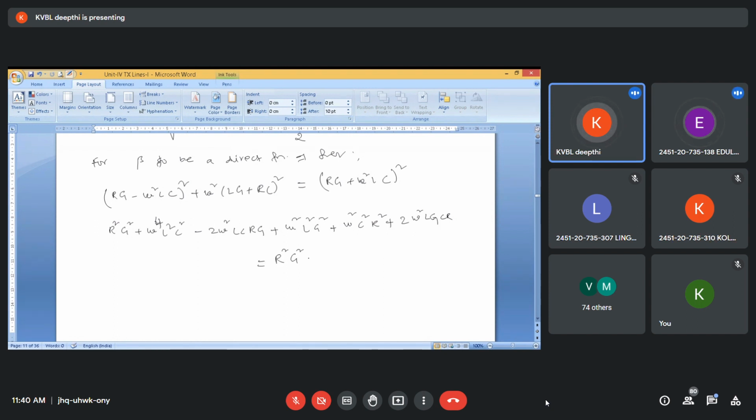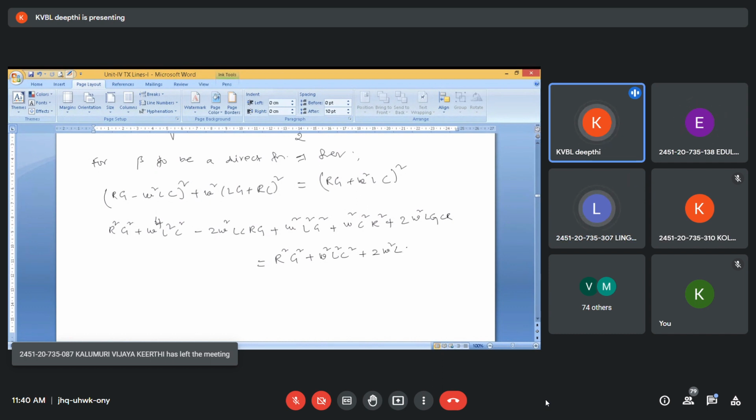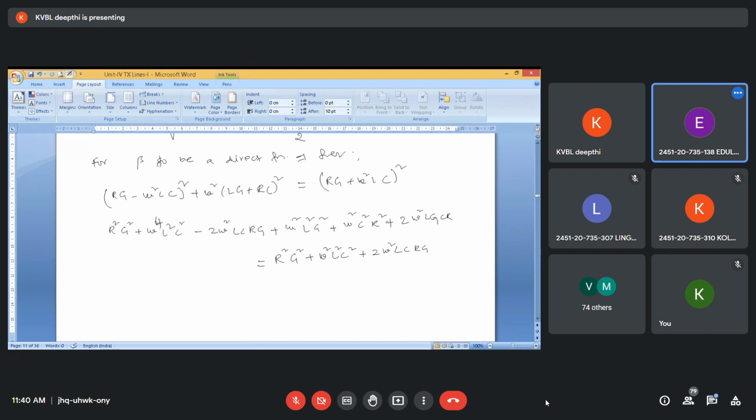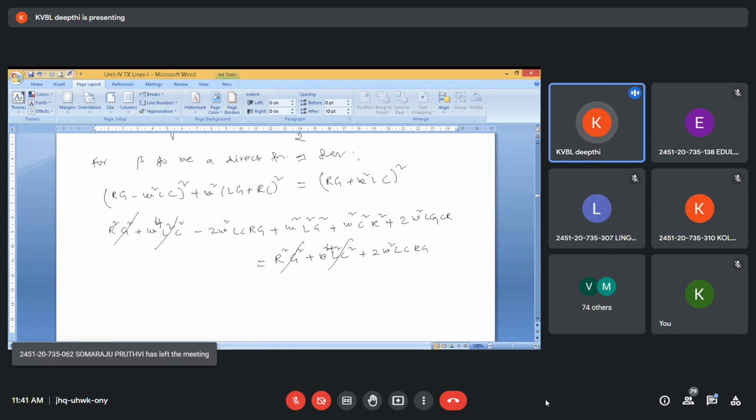R square G square plus omega square L square C square plus 2 omega square L C R G. Is that all? Omega power 4, ma'am. Sorry, omega power 4. Now is this term all? What are all the terms we can cancel here? R square G square is gone. Here omega power 4 L square C square is also gone. What is the remaining term? Now will this also go? This term and this term also get cancelled.